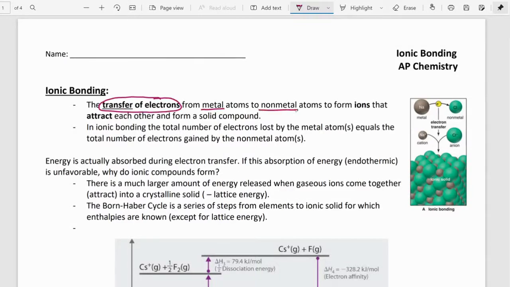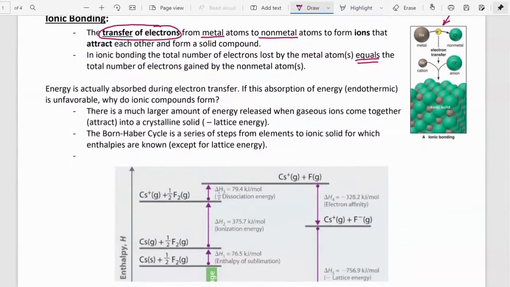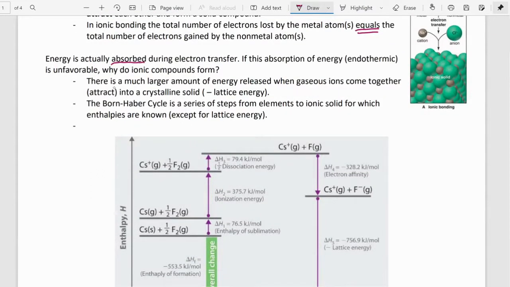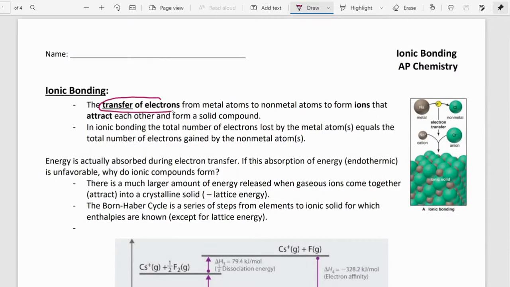Hello, AP chemistry students. We are going to do a quick overview on ionic bonding. So we'll go through ionic bonding and then also get into lattice energy. Ionic bonding is all about the transfer of electrons from a metal atom to nonmetal atoms that then form positive and negative ions that are going to attract each other and form a solid compound.